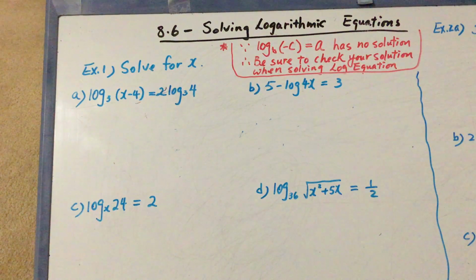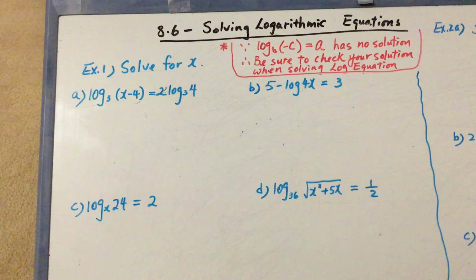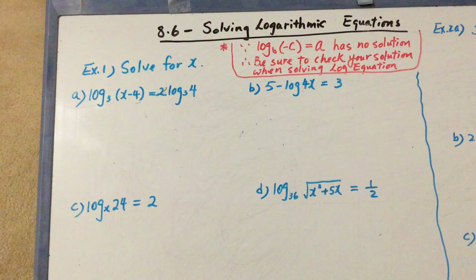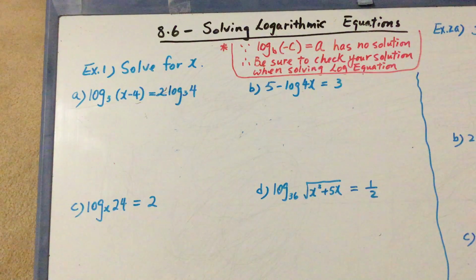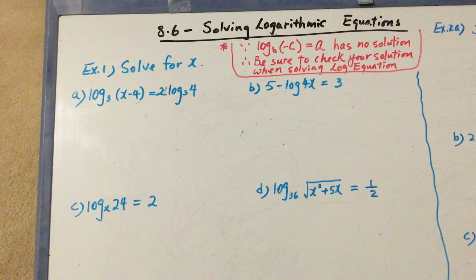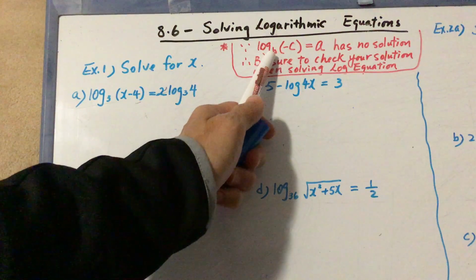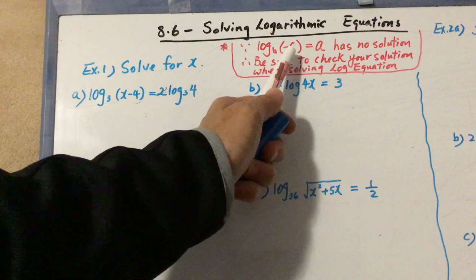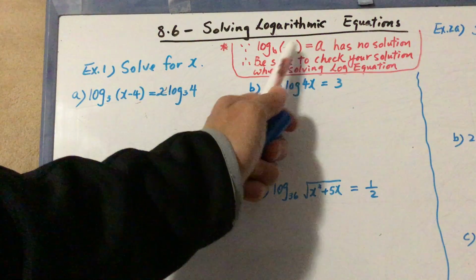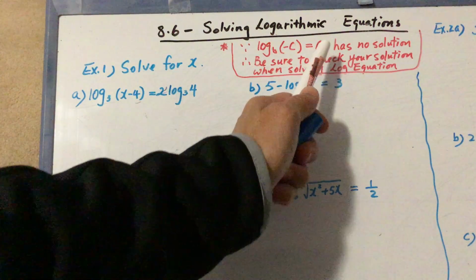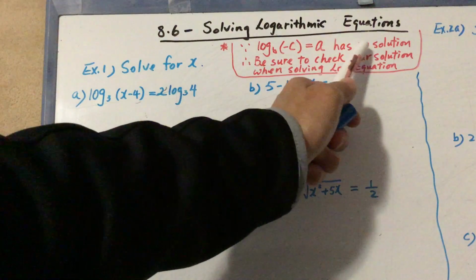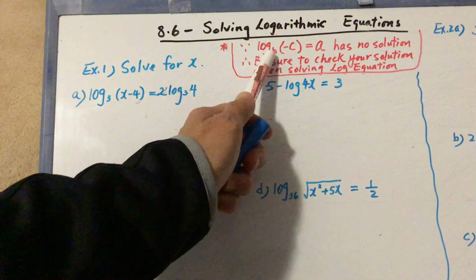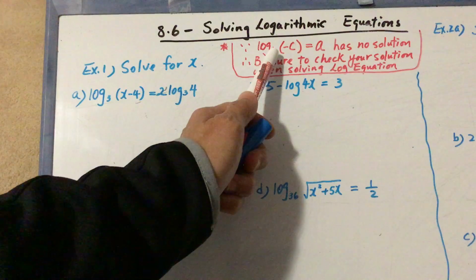Before I start to solve the log equation, I just want to remind everyone about one of the facts that we talked about in the video for 8.3. When you have a log with the base b of some number, and this number is equal to a negative, this means we have no solutions, because think about this turning into an exponential form.